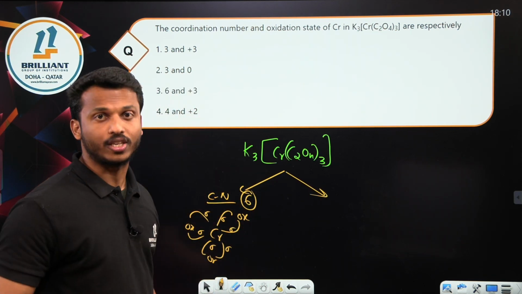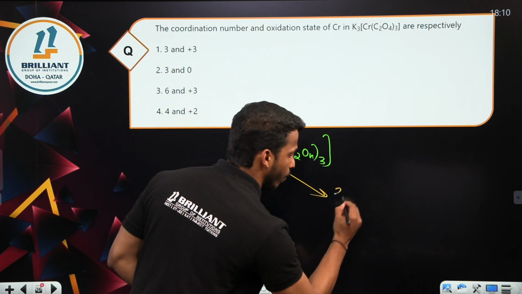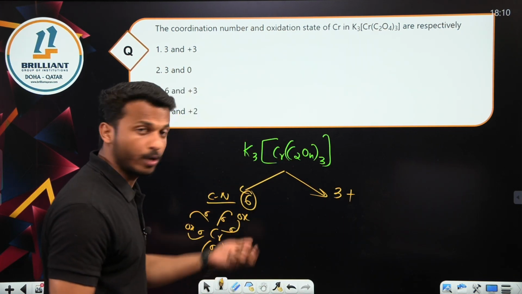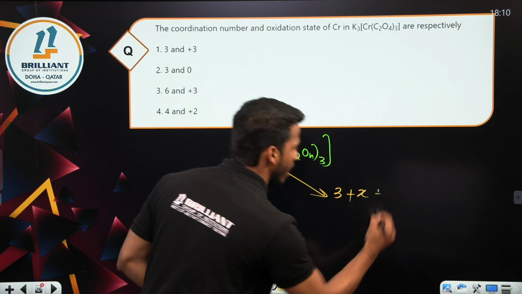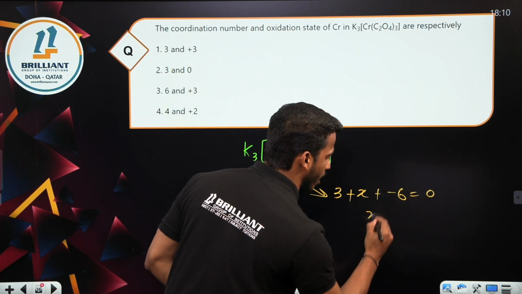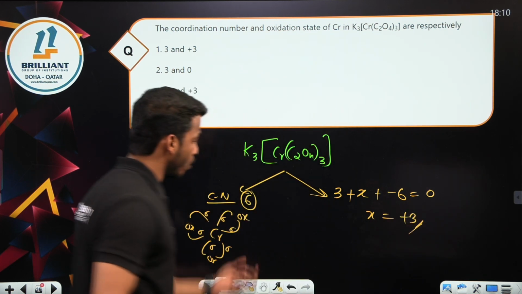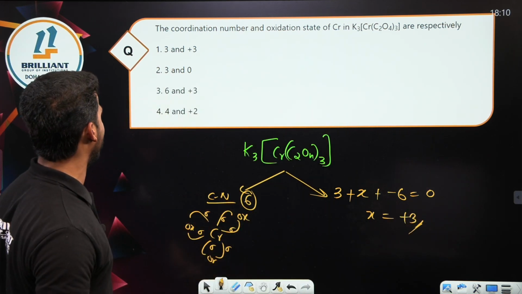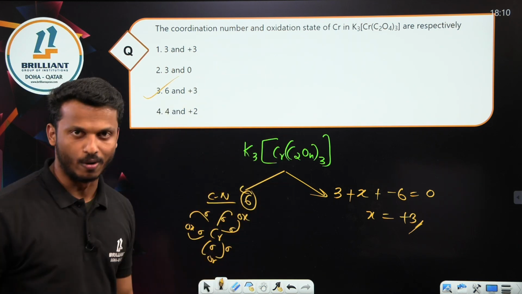What about the second question, the oxidation state? There are 3 potassium, each with charge +1, so +3. Chromium is X, and oxalate is -2, so 3 oxalate means -6. Overall it's neutral, so X equals +3. So the coordination number is 6 and the oxidation state is 3. The answer is the third one.